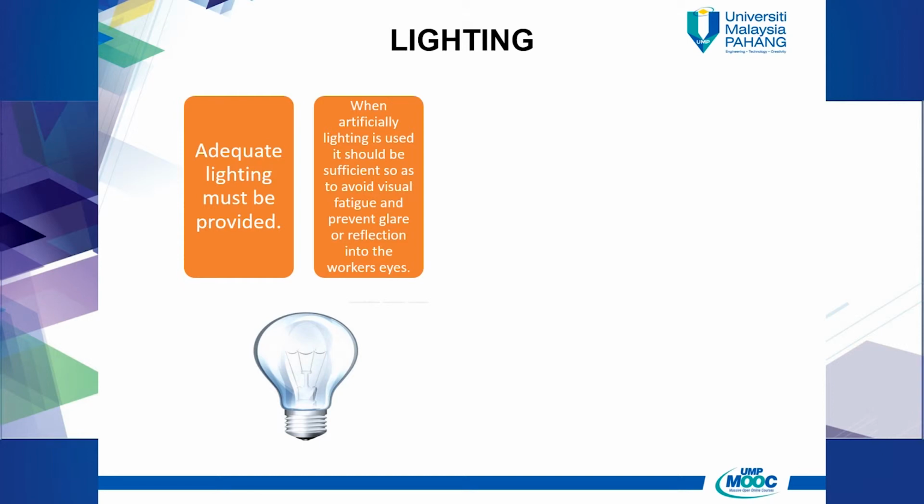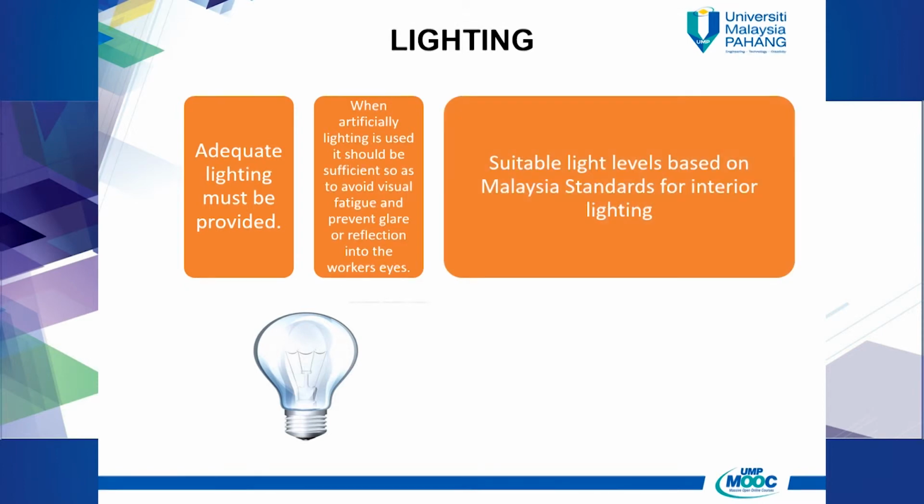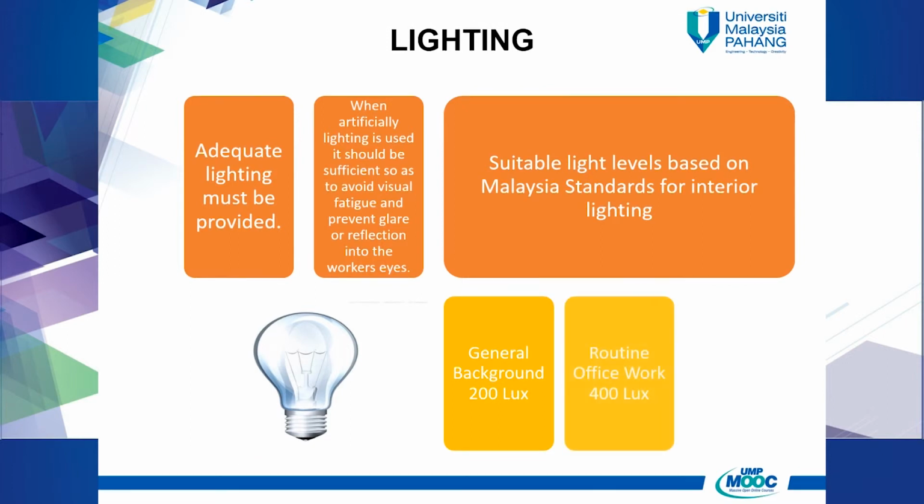Illumination is measured in units of lux, or lumens per square meter. Suitable light levels based on the Malaysian standard for interior lighting are general background 200 lux, routine office work 400 lux, and work with poor contrast 600 lux.